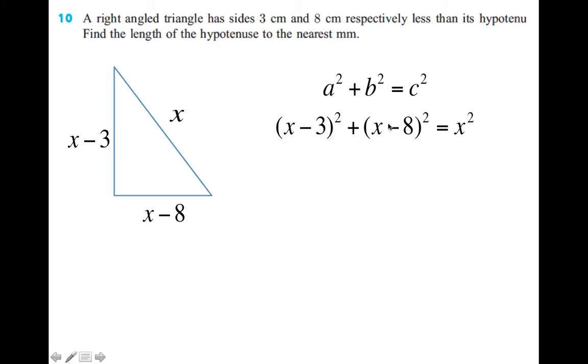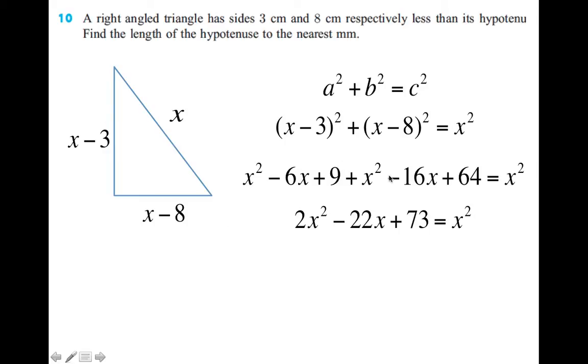This one I'm going to expand, this one I'm going to expand. They're both perfect squares, so they expand like this, x squared minus 6x plus 9. And this one expands to x squared minus 16x plus 64 equals x squared. I'm going to combine some things here. Combine, still have that x squared. Now I'm going to subtract x squared on both sides. I'm left with this and 0 here.